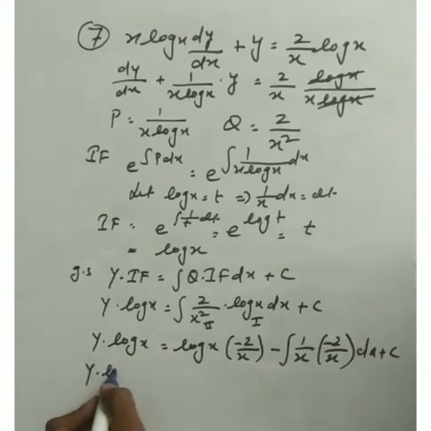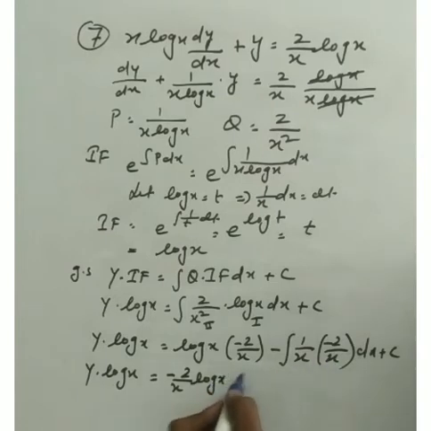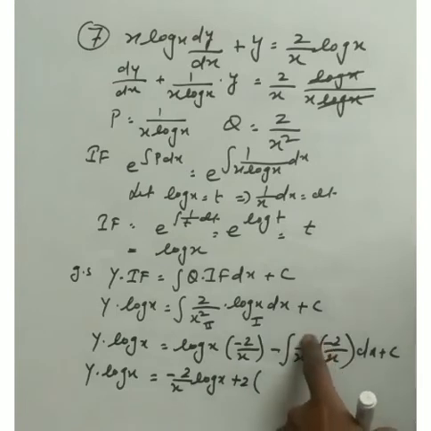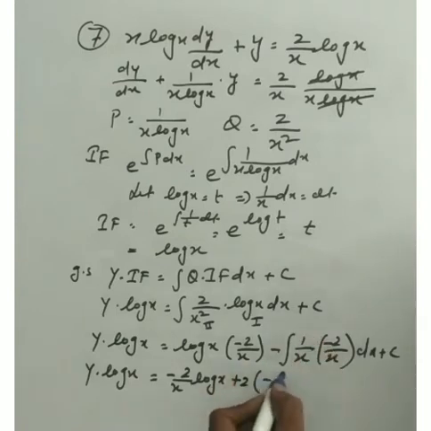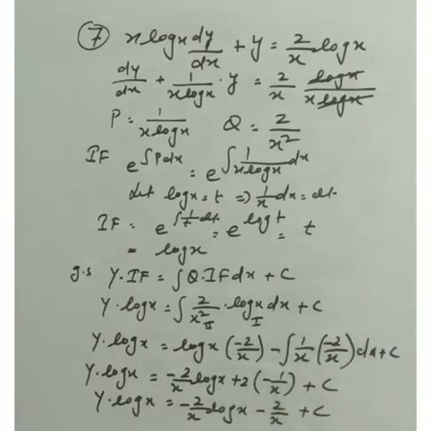It is y log of x equal to minus 2 upon x log x. Here minus minus plus 2. Integration of 1 upon x square is minus 1 upon x, plus c. So y log x equal to minus 2 upon x log x minus 2 upon x plus c. This is the answer.